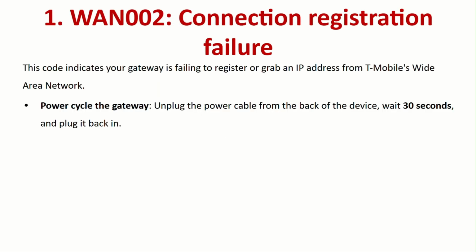WAN002, connection registration failure. This code indicates your gateway is failing to register or grab an IP address from T-Mobile's wide area network. Power cycle the gateway. Unplug the power cable from the back of the device, wait for 30 seconds, and then plug it back in.